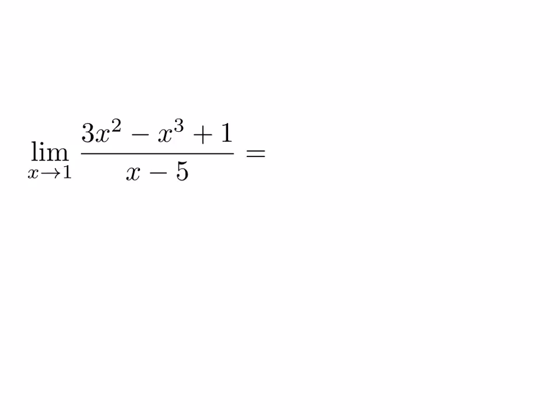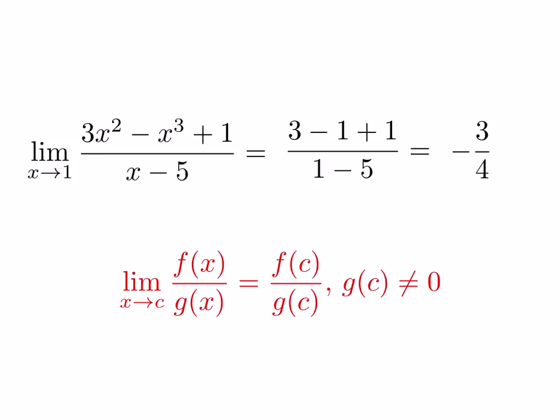Our next rule is to take the limit of the numerator and the denominator, and the nth root of a function, which gives us 3 minus 1 plus 1 divided by 1 minus 5. So we are going to evaluate the limit in the numerator and the denominator, and we get minus 3/4. And so here we see that the limit as x approaches c of f of x over g of x was f of c divided by g of c because g of c was not equal to 0.